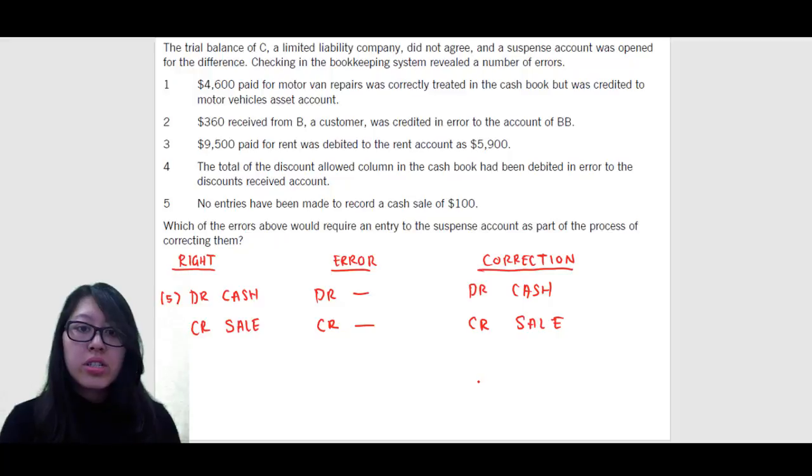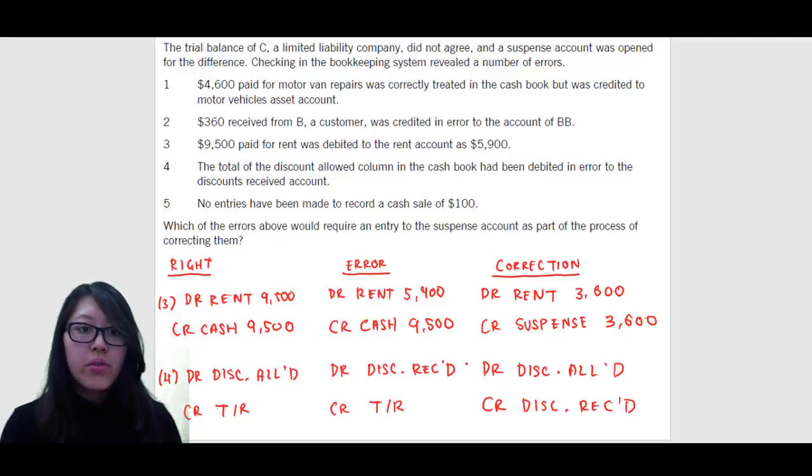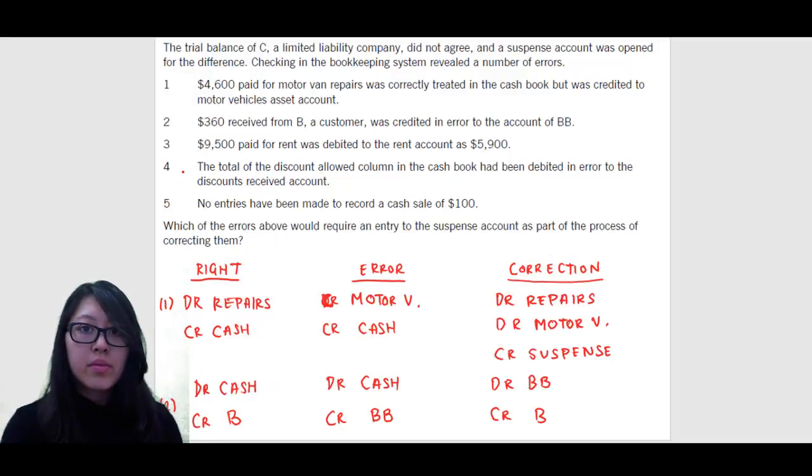So to answer the question, which of these errors will require a suspense account? Number 5 does not require a suspense account. Number 4 does not require a suspense account. Number 3 does. Number 2 does not require a suspense account, but number 1 does. So the answer is errors 1 and 3 need a suspense account for correction.